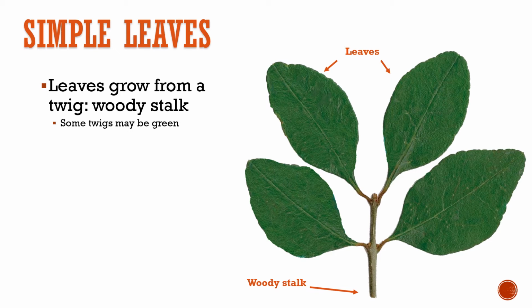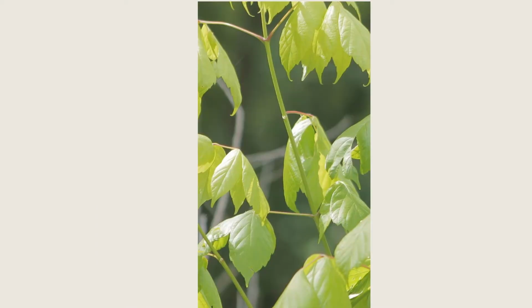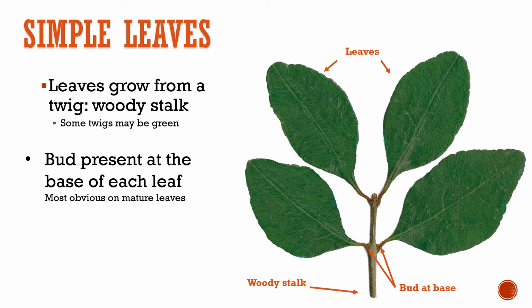So the basic definition of a simple leaf is a leaf that is one piece growing from a twig or a woody stalk. This can be a little tricky sometimes. For instance, on a black willow, the twig is very slender and it's not entirely clear which part is twig and which part might be part of a leaf. On a box elder maple, the new growth is green and maybe slender, and that's not always entirely clear either.